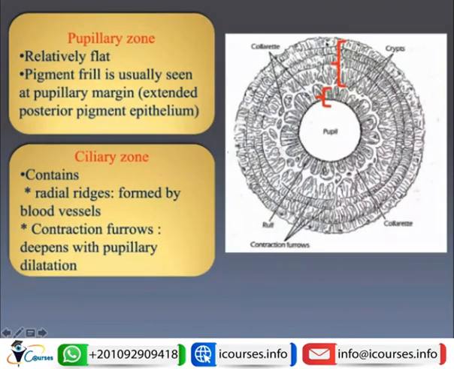To differentiate between the pupillary zone and the ciliary zone, the pupillary zone is relatively flat, and sometimes the pigment frill will be extending outside or running over the pupillary margin, while the ciliary zone will contain the radial ridges, which are formed by passage of blood vessels from the circulus iridis major toward the circulus iridis minor. It also has contraction furrows. Here are the contraction furrows. They will deepen with pupillary dilatation.